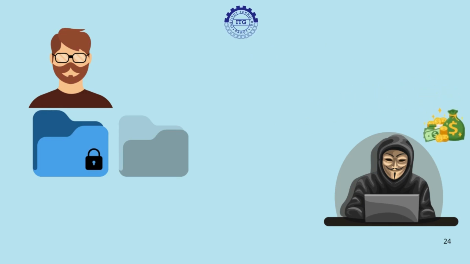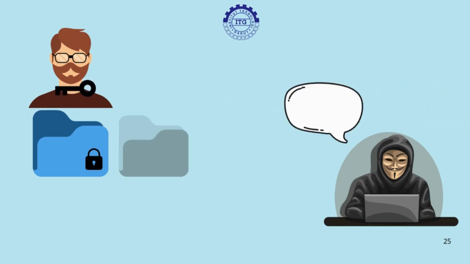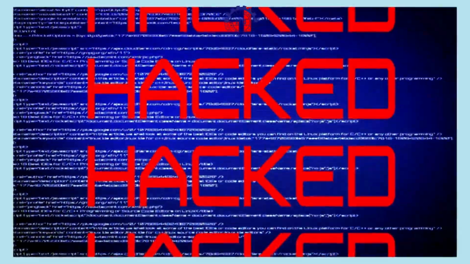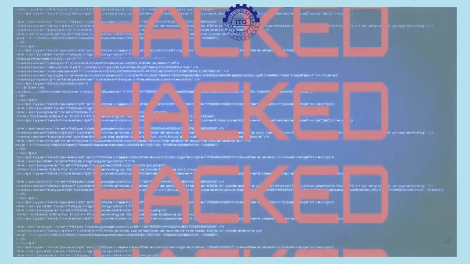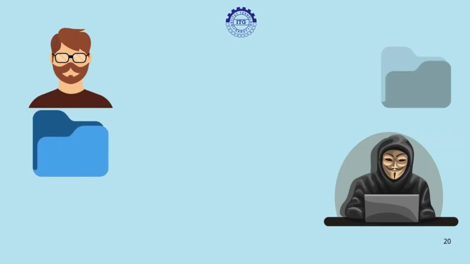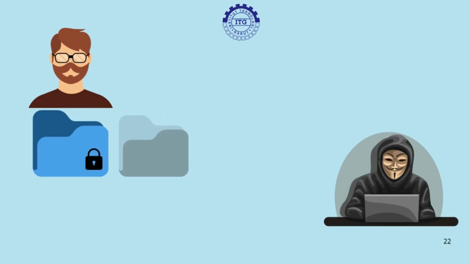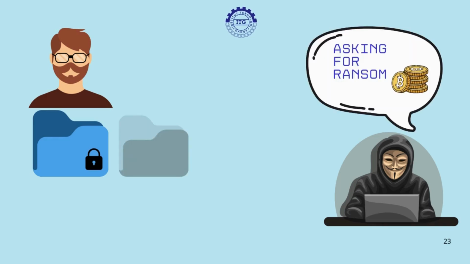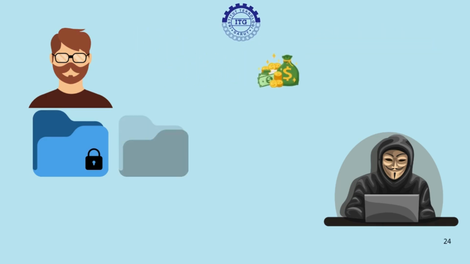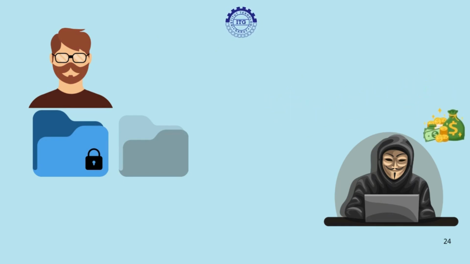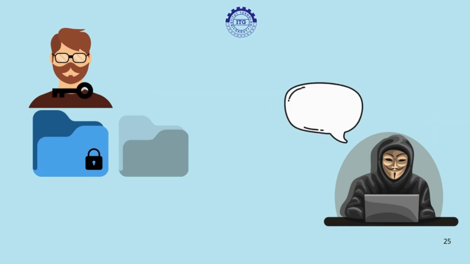How does it work? Point 1. Malware is delivered via phishing or exploits. Point 2. The file system is scanned and then encrypted with a strong password. Point 3. Victims see a ransom note with cryptocurrency instructions.